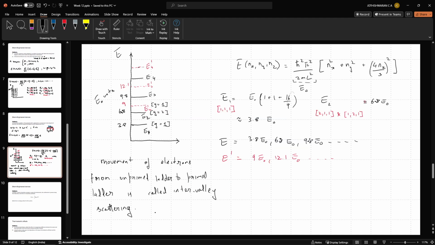So strain engineering reduces intervalley scattering. So this should be remembered always.